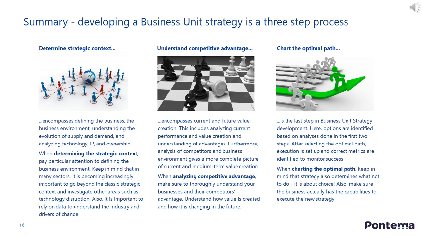Secondly, understand competitive advantage, which can be created by specific industry positions and capabilities. Also, analyze competitors to understand their sources of competitive advantage. And thirdly, chart the optimal path, which is the last step in business unit strategy development. Here, options are identified based on analysis done in the first two steps. When charting the optimal path, keep in mind that strategy also determines what not to do. Also make sure the business actually has the capabilities to execute the new strategy.